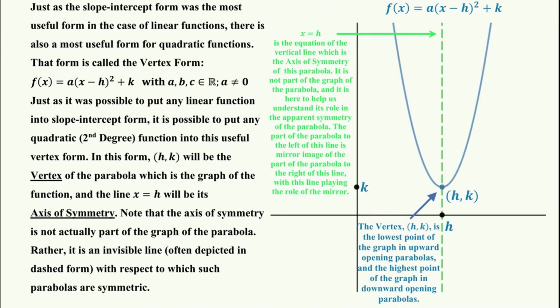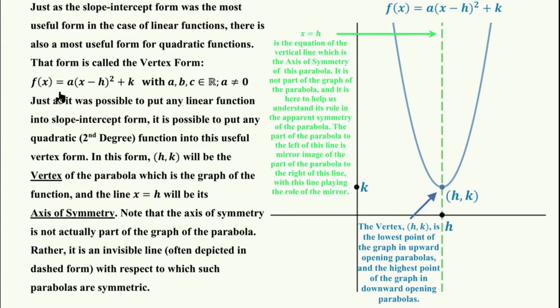If you recall from elementary algebra, when we dealt with linear equations, the most efficient form to use was the slope-intercept form. We again use the standard form ax plus by equals c for classification, but we really depended and relied on the slope-intercept form to help us quickly graph linear equations. As it turns out, quadratic functions have their own most useful form, and that's called the vertex form.